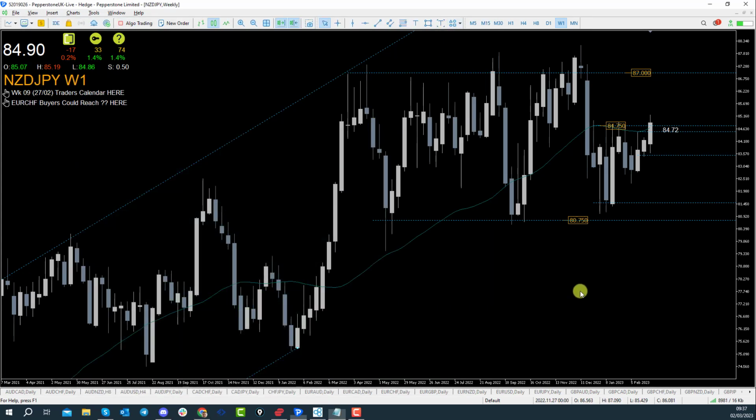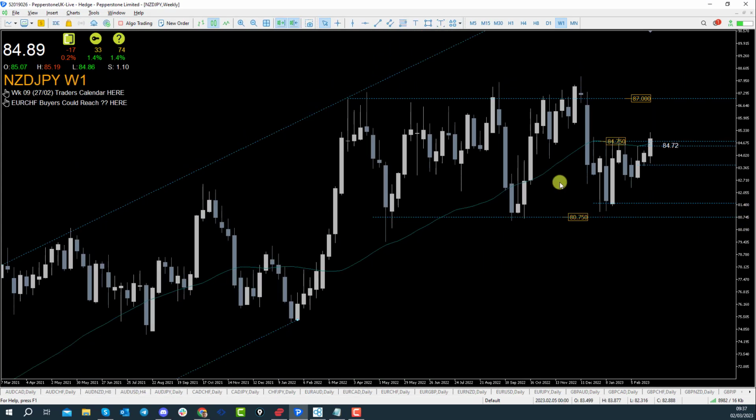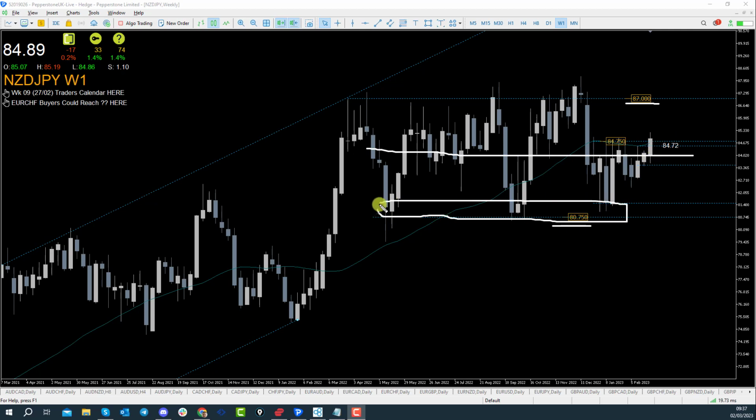So I'm going to kick it off with Kiwi yen. Kiwi yen's obviously interesting because we're trading within this weekly range. Price has been in this range for some time now, and we're trading between the 87 handle and the 80.75 handle. Price is flirting with the middle of the range at the moment. We're just popping above it, which makes me think that because we've tested the lows of the range, we could be heading back to the top of the range around that 87 area, that zone.